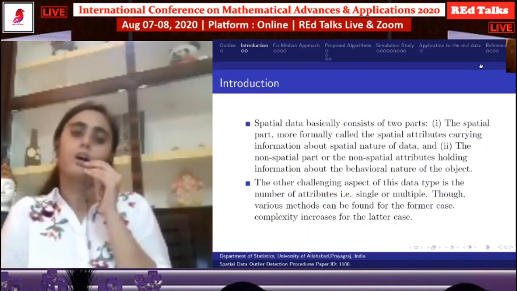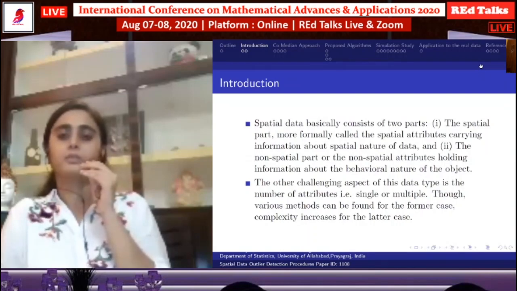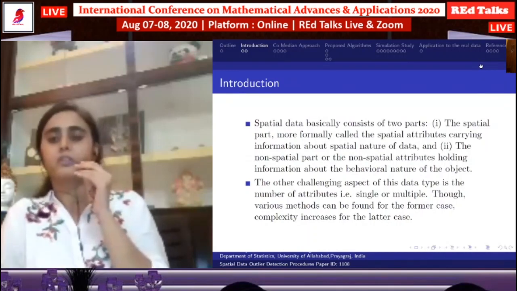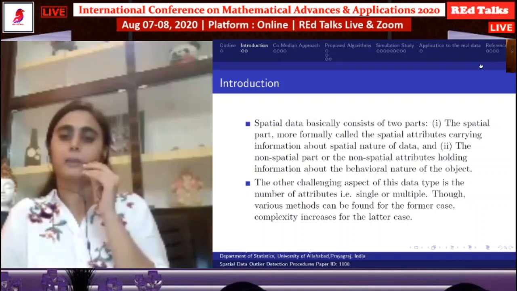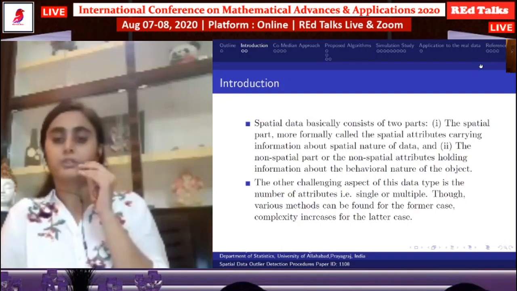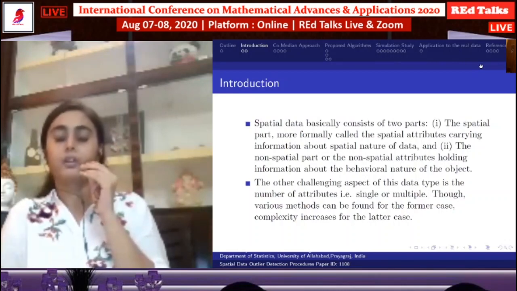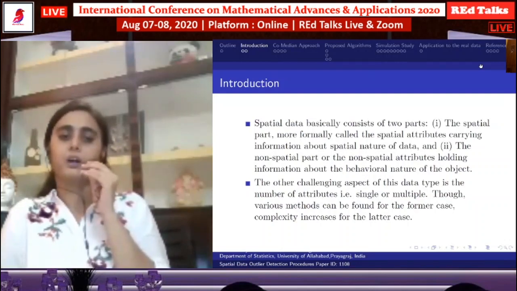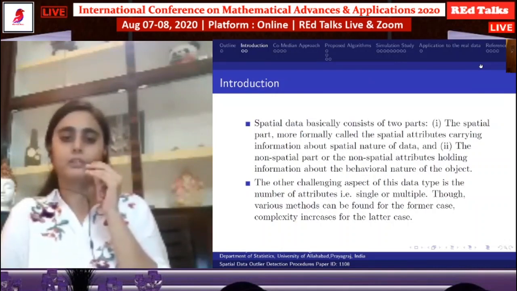So altogether, spatial data is quite complex in nature, and thus it requires special attention when it comes to developing algorithms for it. It could be seen that because of this complexity, none of the existing traditional outlier algorithms can be applied to it. Thus it poses a challenge to researchers to come up with new approaches to deal with such problems. Apart from that, the other challenging aspect of this data type is the number of attributes, which might be single or multiple.